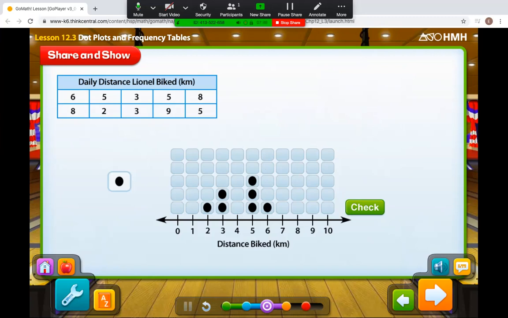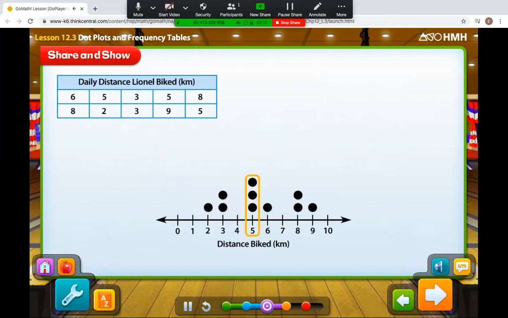Number 8 is recurrent 2 times. So again, I'm going to put 2 plots here. Number 9 only appears 1 time. So I'm going to plot. Before I press check, I need to double check my answers. Make sure that all is correct. I have 2 1 time, 3 2 times, 5 3 times, 6 1 time, 8 2 times and 9 1 time. Let's check. That's right. The 10 pieces of data are placed correctly on the dot plot.